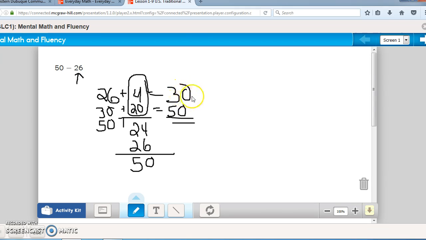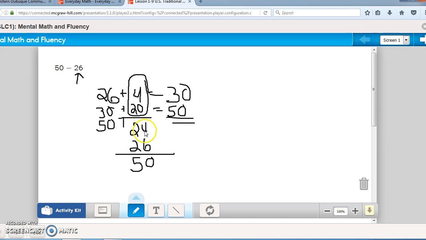I want to get to the number ending in 0, the tens place here ending in 0. Then I take that number, go to the next line and go 30 plus what will get me to 50? Well, 20 equals 50. Now I'm at that target number. So what did I have to add to 26 to get to 50? Notice how nicely I kept this column underneath each other. So when I add that up, my answer is 24.